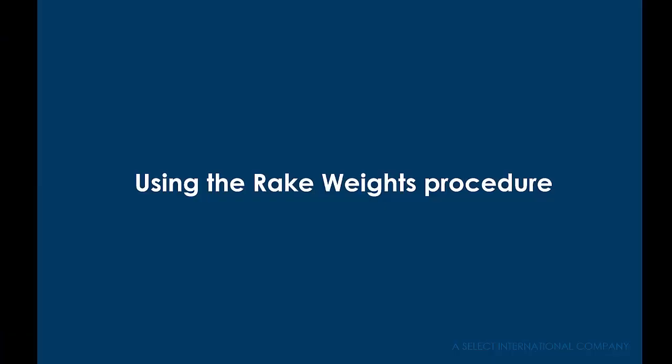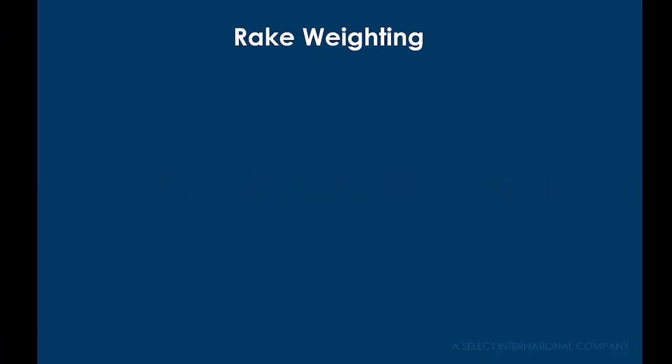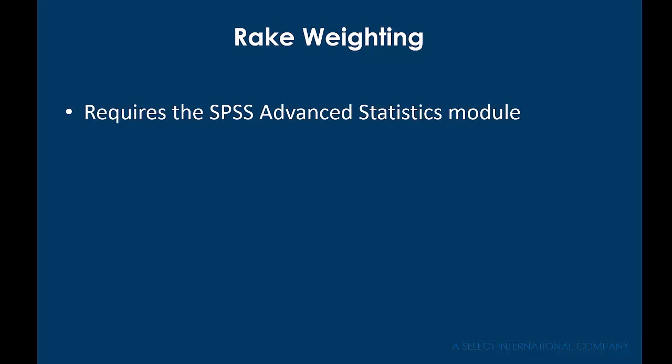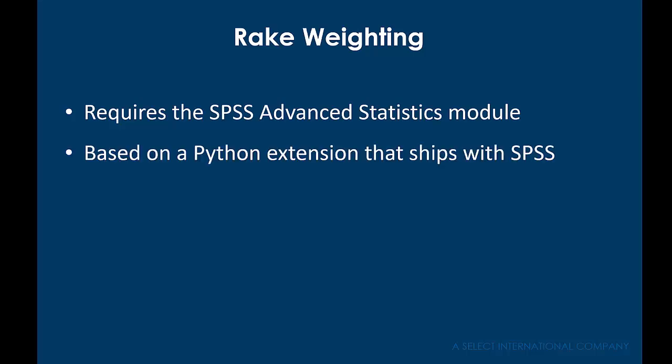The next method we're going to look at is using the rake weights procedure. Rake weighting is available if you have the SPSS Advanced Statistics module installed. Unfortunately, if you don't have that module installed, you won't be able to use this method. It's actually based on a Python extension that ships with SPSS. Python extensions can also be manually searched for and added using the extension hub, which you can access within SPSS Statistics.